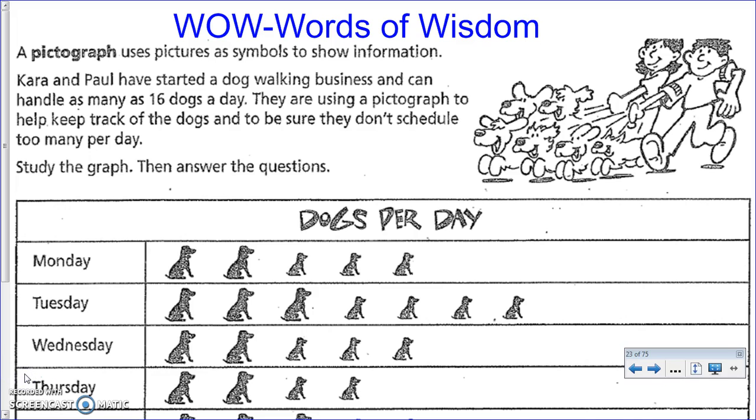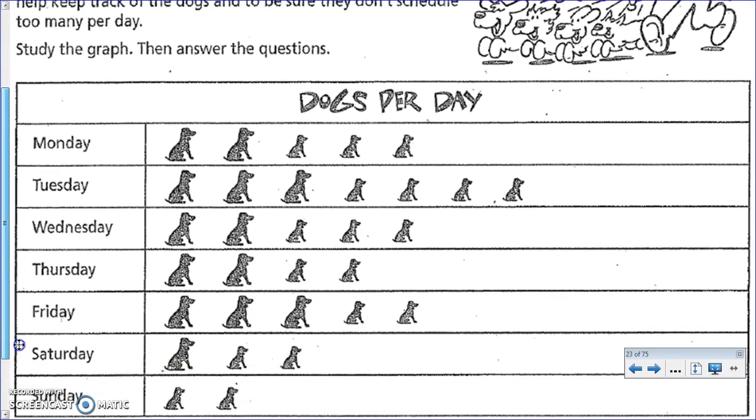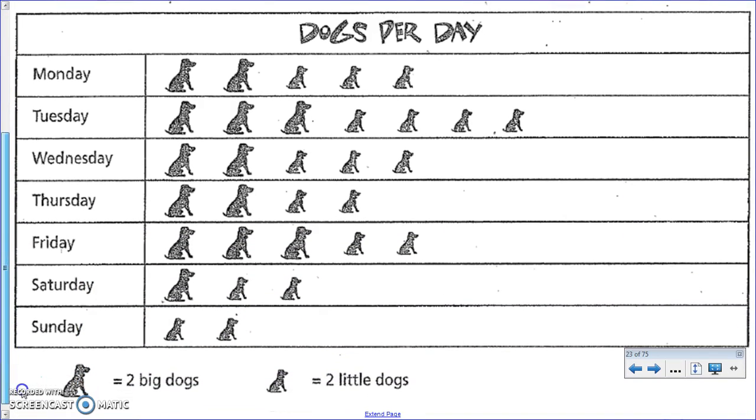Kara and Paul have started a dog walking business and can handle as many as 16 dogs a day. They are using a pictograph to help keep track of the dogs and to be sure they don't schedule too many per day. Study the graph, then answer the questions. We can see at the top it has a title, dogs per day, and then each day is listed on the left. And then for the dog symbols, the big dog represents 2 big dogs and the little dog represents 2 little dogs.